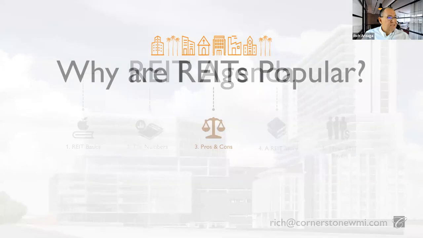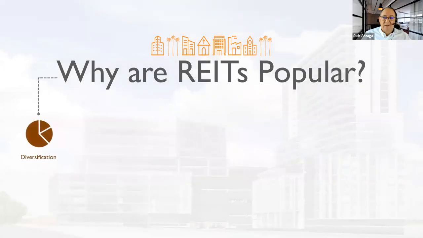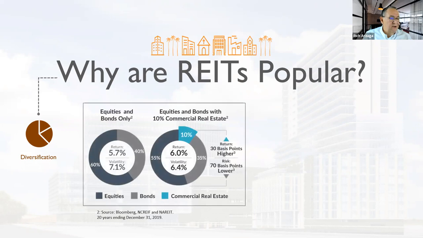Okay, pros and cons. Why are REITs so popular? One is diversification. It allows you to diversify your portfolio from not just stocks and bonds to stocks, bonds, and perhaps real estate. So here's an example of that. There are two circles here, and I'm going to ask you to focus on the first one. The first one is a chart that represents 60% stocks and 40% bonds. During a 20-year period, the same one we talked about earlier, ending 2019, the return rate for a 60-40 stock-bond portfolio was 5.71%, and the volatility rate was 7.1.